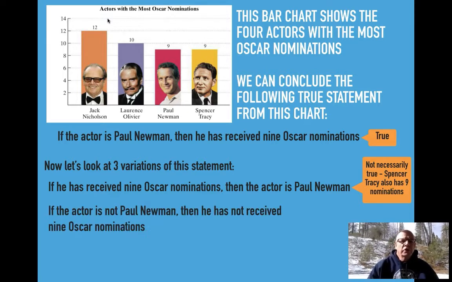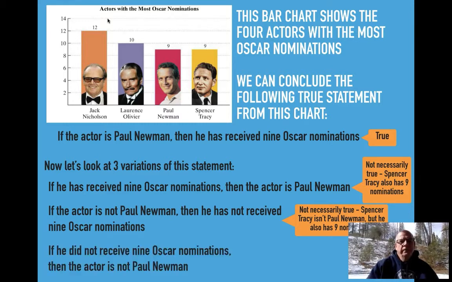How about a different variation? If the actor is not Paul Newman, then he has not received 9 Oscar nominations. Well, let's look at the truth table of that. Not necessarily, because if the actor is not Paul Newman, then the actor could be Spencer Tracy, and he's also received 9 nominations. So again, that's not necessarily a true statement, therefore it is a false statement.